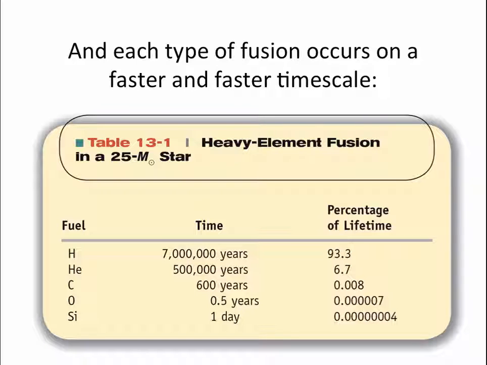So for a very massive star, one 25 times the mass of the Sun, it may be able to do hydrogen fusion for 7 million years. But the helium fusion will just be 500,000 years, much shorter. The carbon fusion, just a few hundred years. And the oxygen and silicon fusion, we're talking about days.